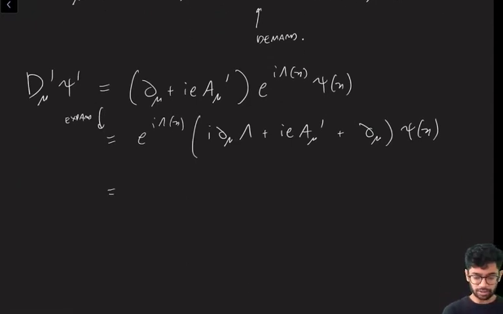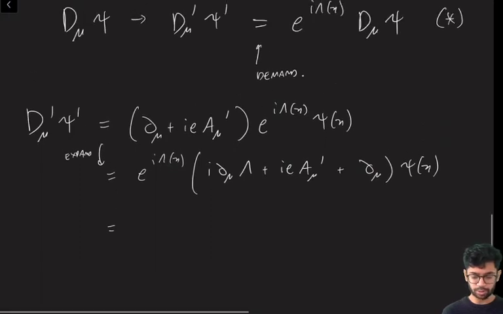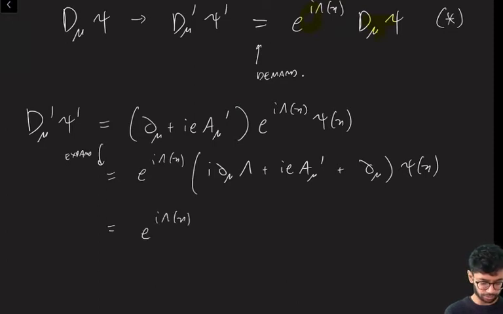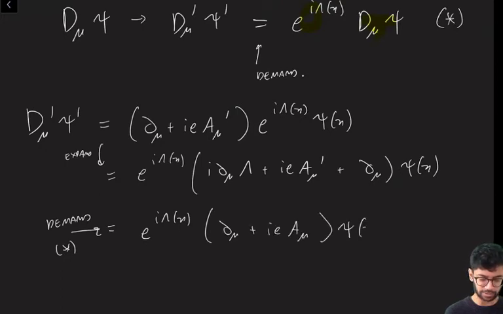And now, let's recall that I want this to be equal to an overall phase factor times the unprimed D mu of psi, which means that I want the following to be true. So this bit here is my demand from equation star. I want this to be equal to just partial mu plus i e A mu, acting on psi of x.